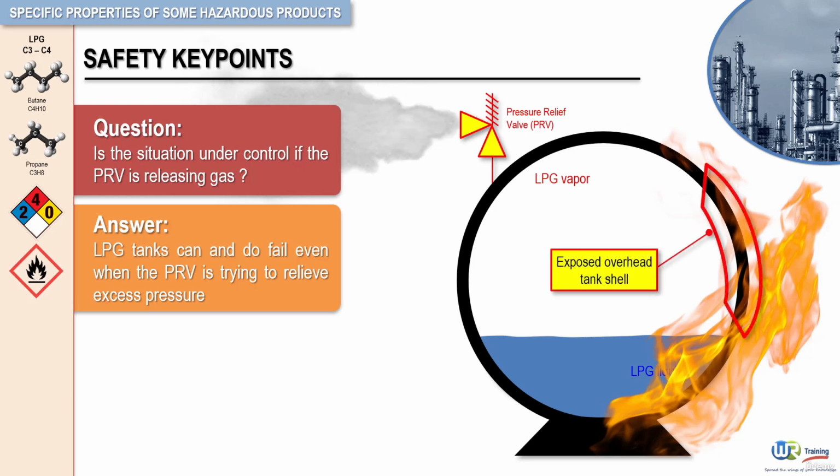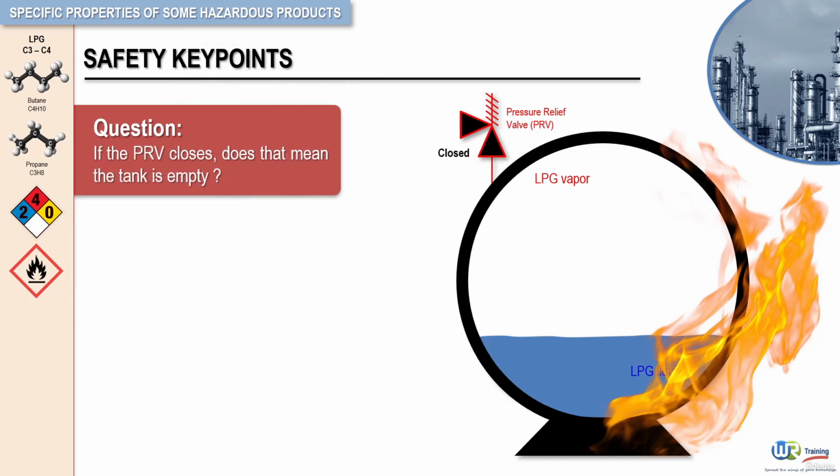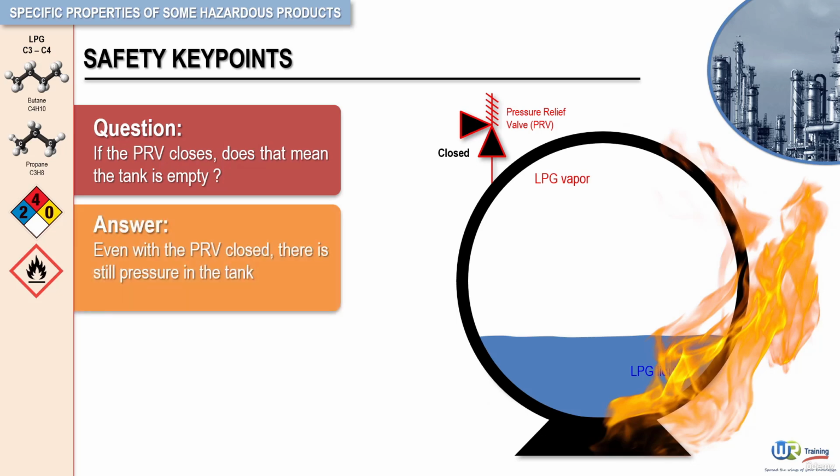However, PRVs releasing pressure do warn us that something is happening. But having said that, keep in mind, with severe fire exposure, a BLEVE can occur whether the PRV is open, closed, or cycling. If the PRV closes, as seen here, does that mean that the tank is empty? The answer is no. Remember, even with the PRV closed, there still is pressure in the tank. In rare cases, the PRV could be stuck and the tank pressure could be very high.